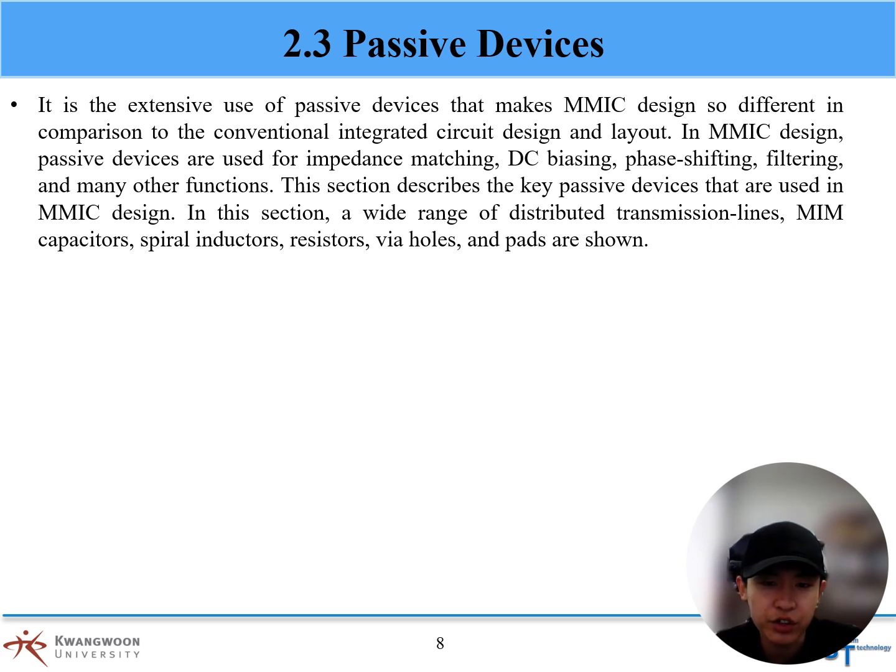In this section, a wide range of distributed transmission lines, MIM capacitors, spiral inductors, resistors, via holes, and pads are shown.